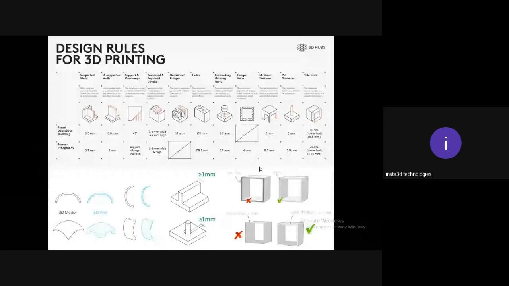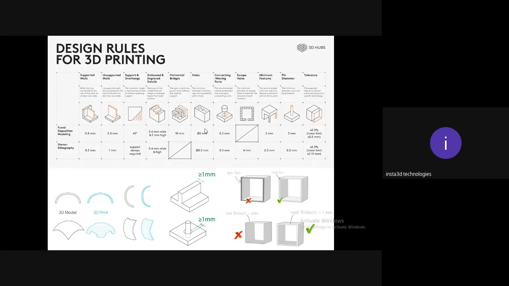Then emboss and engraved. Embossed means projecting some parts above a plane. That is called embossing. And engraving means a depression. So there is a constraint for FDM, that means 0.6 mm wide and 2 mm height should be maintained strongly in FDM technology, and in stereolithography it should be 0.4 mm wide and 0.4 mm height.